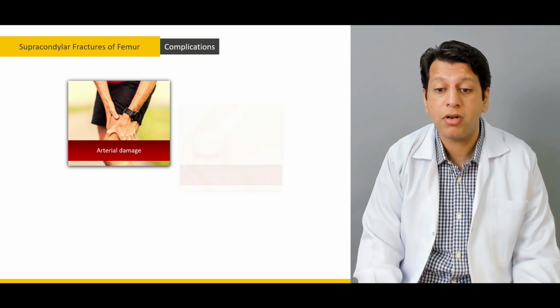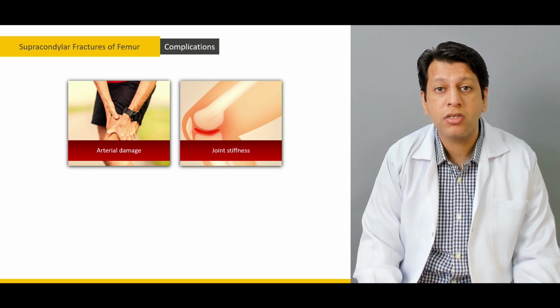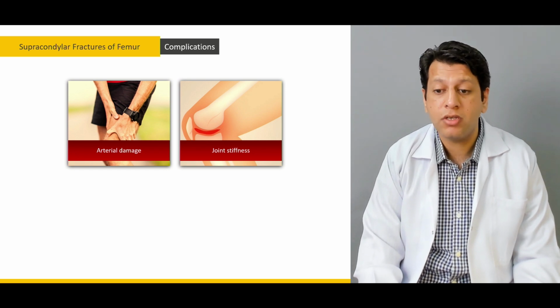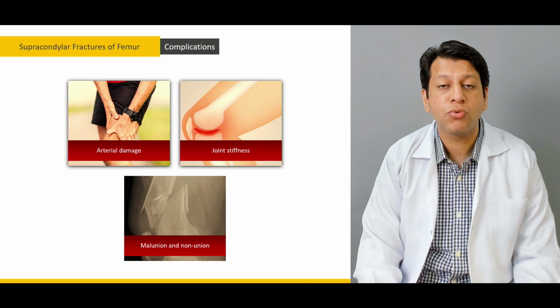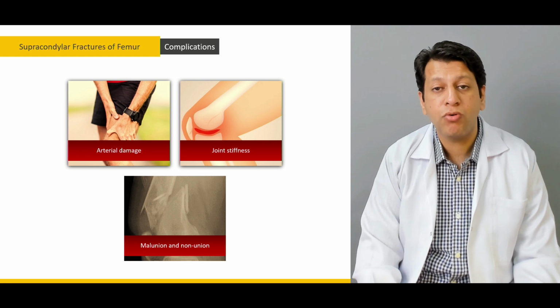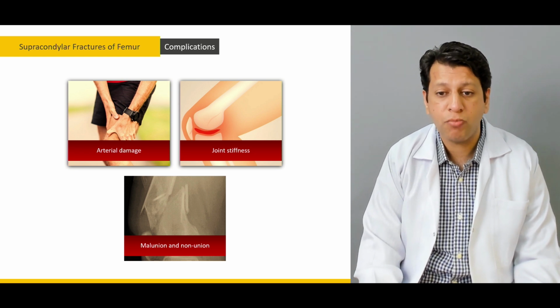Now coming to the complications. This may include arterial damage, such as damage to the femoral artery, which is just passing through the Hunter's canal, joint stiffness, especially involving the knee, and then it may be associated with a malunion or non-union of the supracondylar fracture, which may require revision, open reduction, internal fixation with bone grafting.